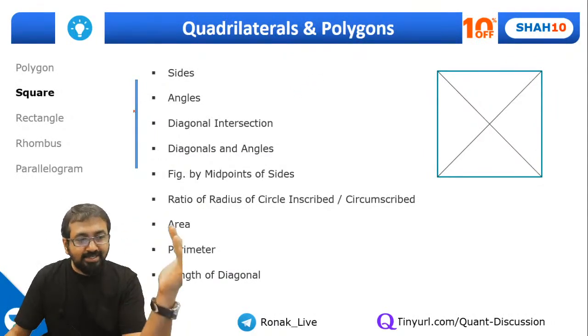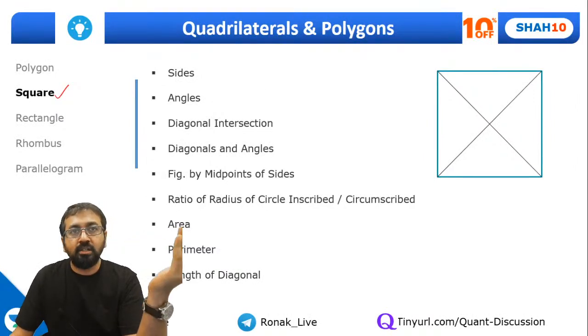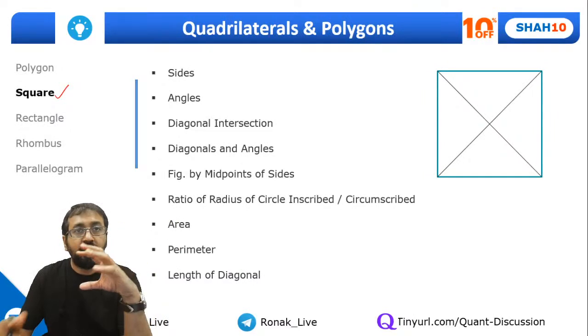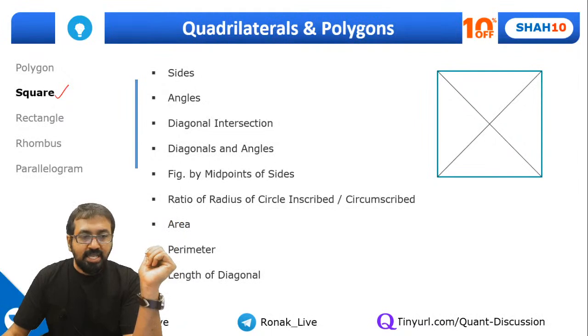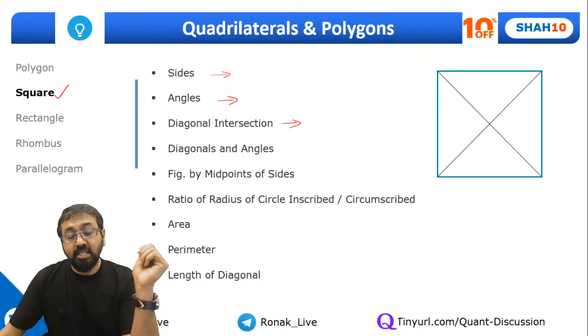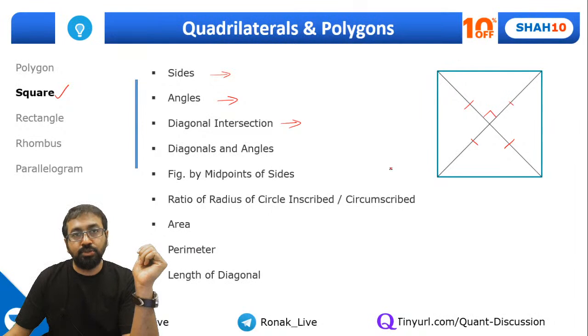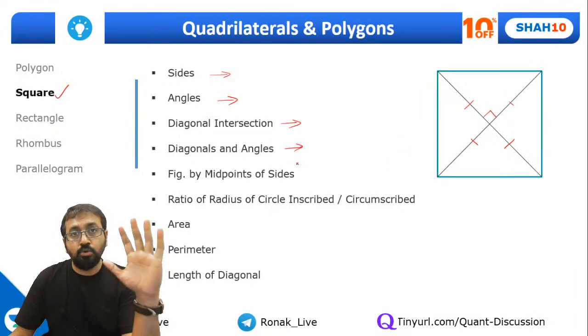Now let's start with the square. It looks like a very simple figure, we know it since ages, but here we need to explore it slightly differently. Of course, all sides are equal and all angles are equal. What about the diagonal intersection? In a square, remember that the diagonals are equal and they bisect each other. Not only that, they are also perpendicular to each other. These are a few properties that you need to remember about a square.